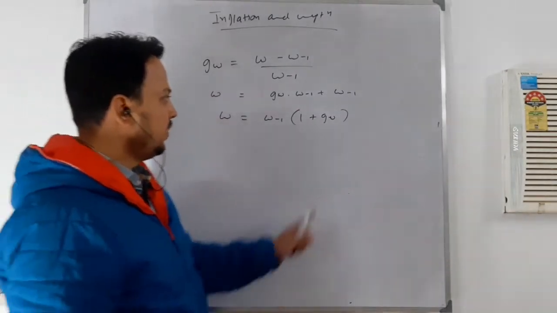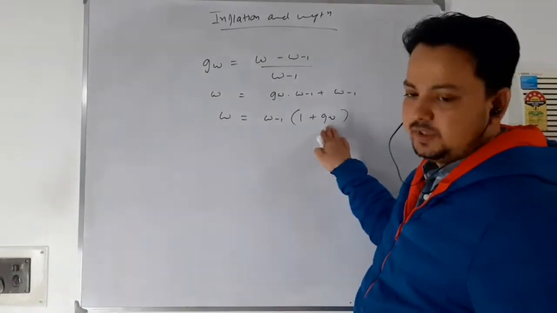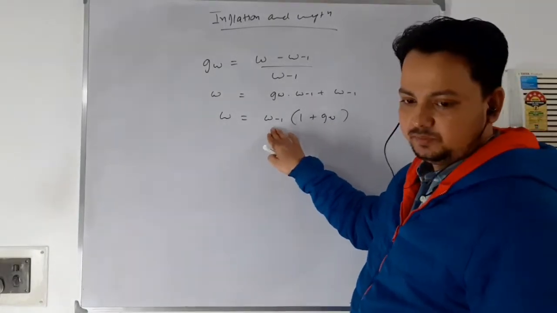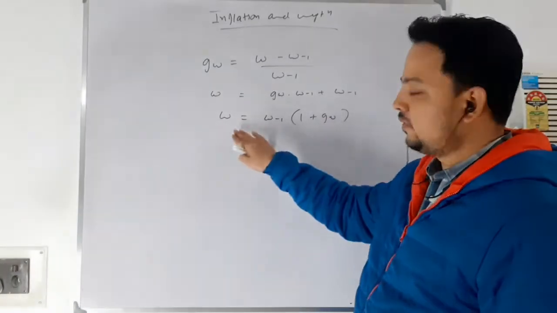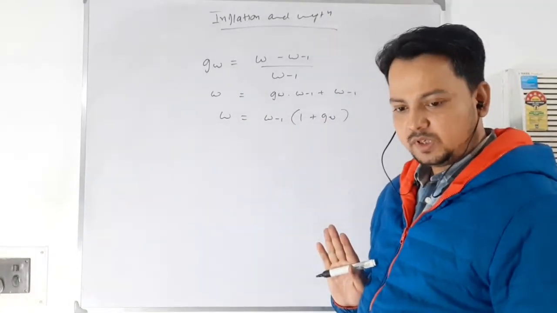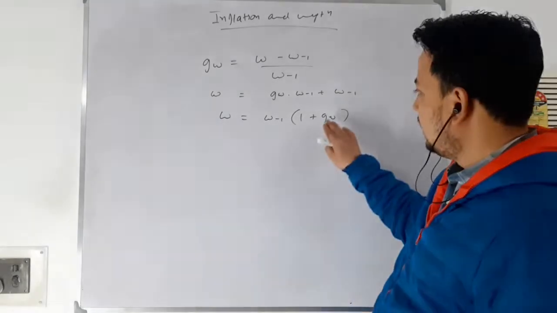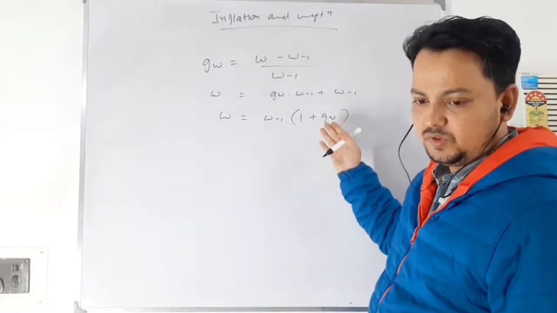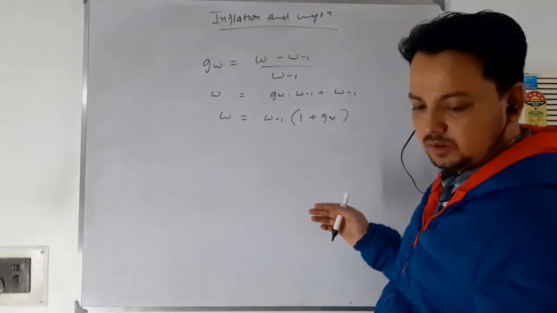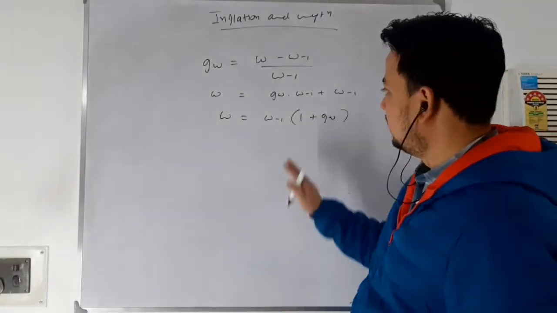So if wage inflation is 10%, suppose previous year wage is 90, 10% of 90 is 9. So current year wage will be 99. Clear, everyone? Because this is wage inflation, or inflation rate, we can say wage inflation rate. If you remember, I have derived how to take that one out, so I'm not going into that now.